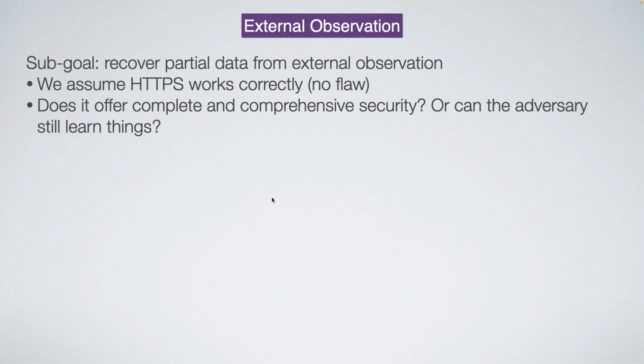Okay, so the sub-goal of this branch of the tree is what can we learn, even if it's going over HTTPS? Is there really nothing that we can learn? For this branch of the tree, we're going to assume there's no flaws in HTTPS, no errors or anything wrong with the cryptography. It works perfectly correct. So is it actually as secure as advertised, or can the adversary still learn things?